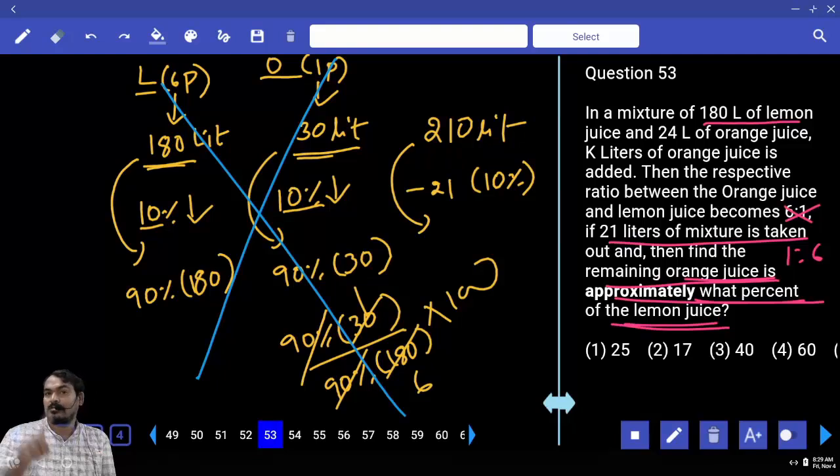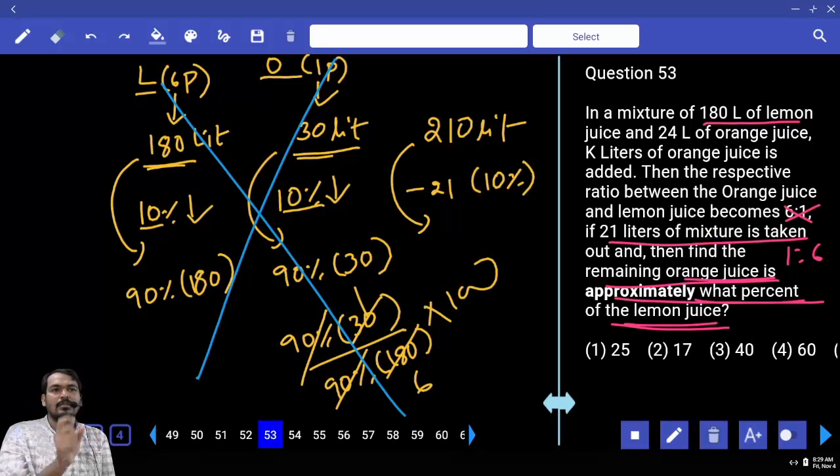Orange is how many parts? 1 part. Lemon is how many parts? 6 parts. What is the fraction? 1 by 6 into 100 means 16.66. Out of 210, we removed 21 liters.